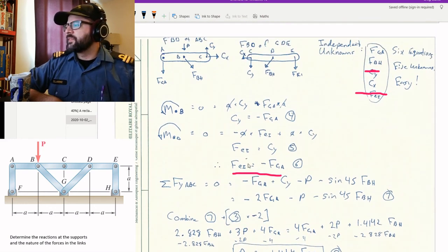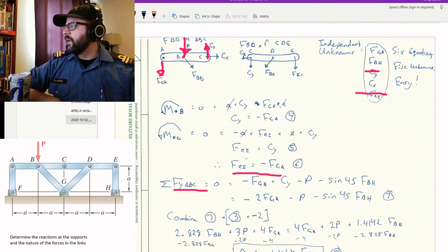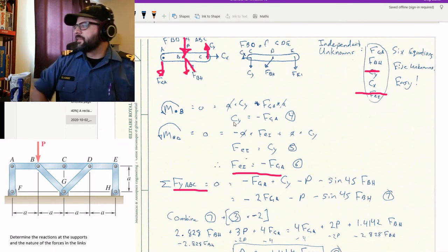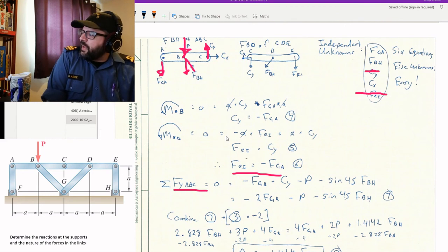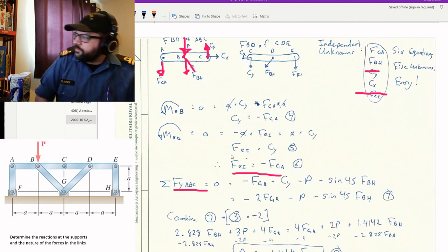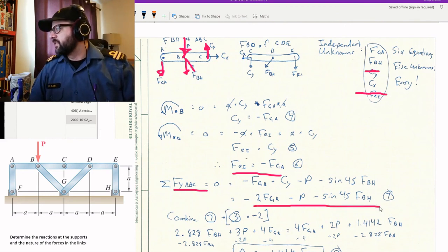And then just taking the sum of the forces in the y direction on the bar ABC. We've got our negative FGA here. We've got our positive CY here. We've got our P here. And then we have negative the y component of this force, so that is going to be negative sine 45 FBH. We'll call that equation 7 here.